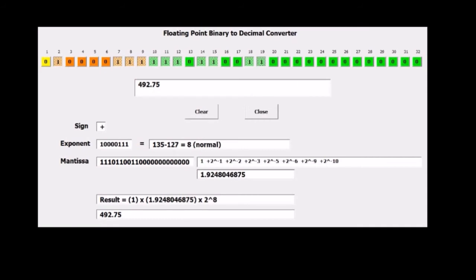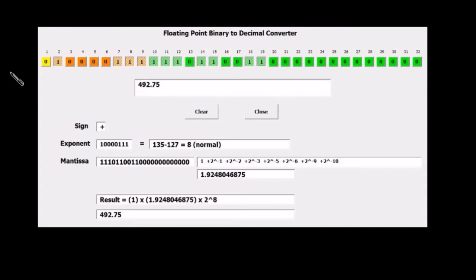The second number we're going to use for the multiplication is 492.75, and this number has an exact floating point binary representation, and this is the floating point binary number here. So if you like, you can open up the file that's in the resources section and you can run up the binary to decimal converter and you can put these values in.